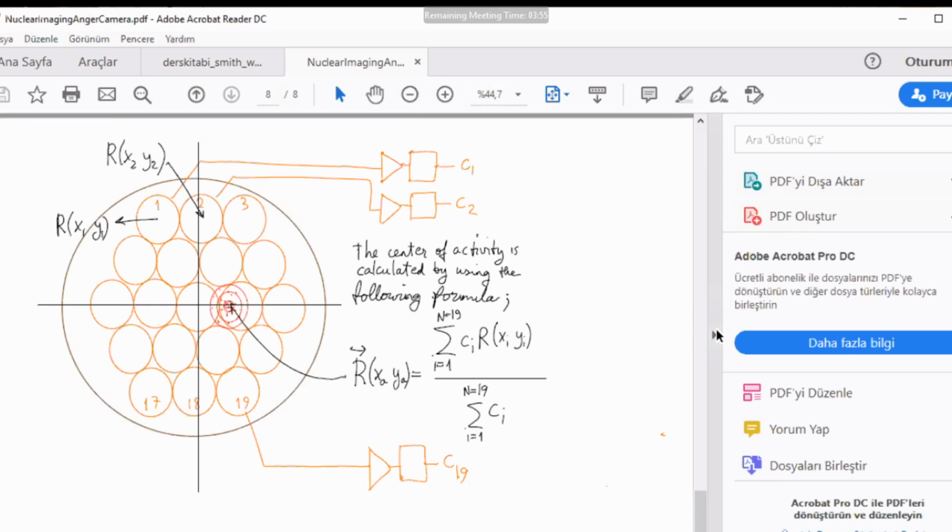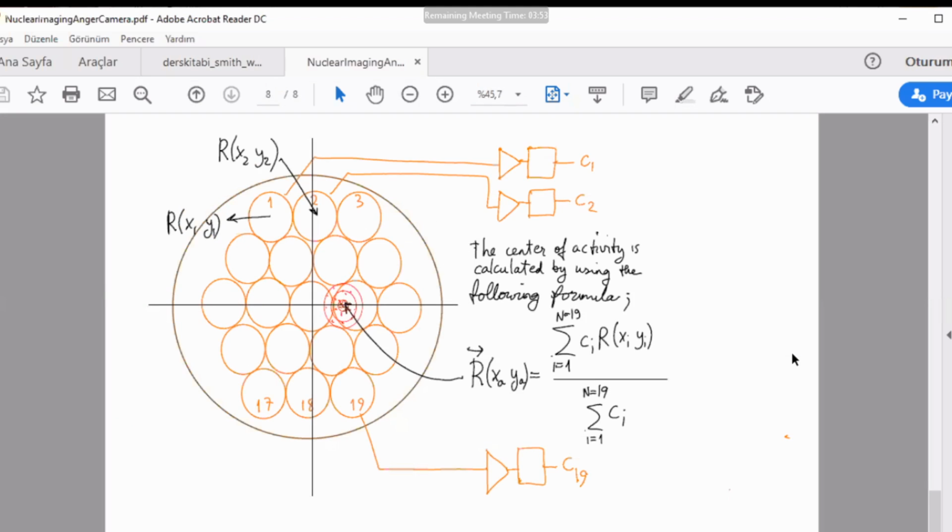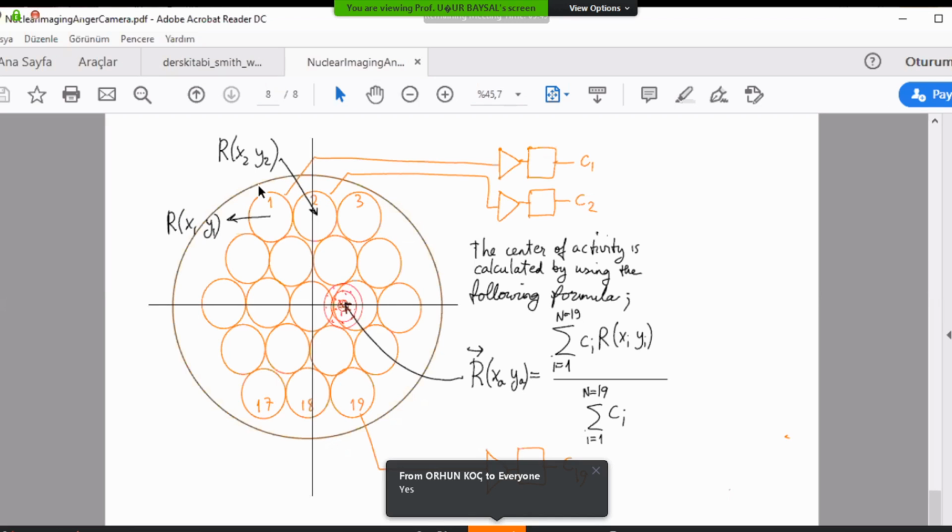I hope everybody can see this slide. Okay, this is the body. These are the photomultiplier tubes, and each has associated electronics for the number of counts coming from that tube. Coming from that tube means visible light photon numbers in that circular area. So assume this is the value of C1 and C2. You have all the numbers.